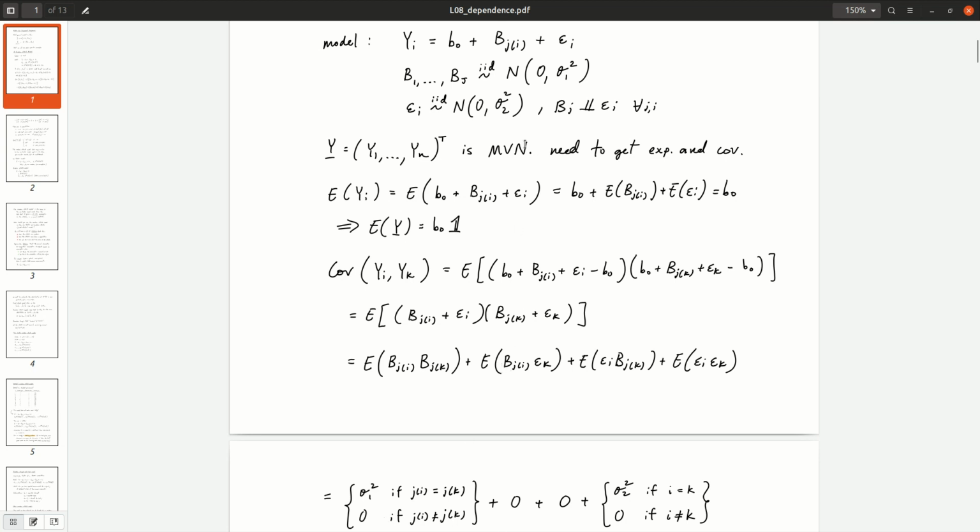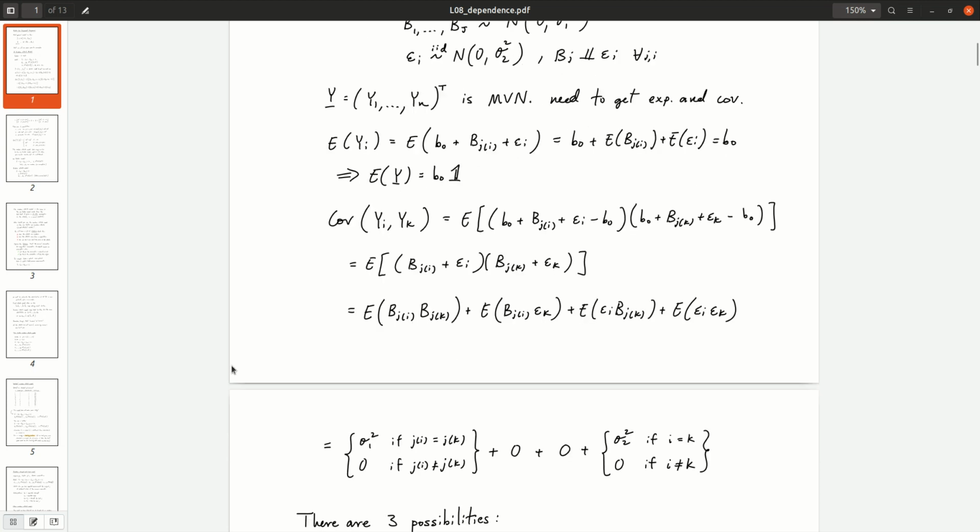Now, we've assumed that the b sub j's are independent of the epsilon i. So this term is 0 and this term is 0. And then the last term is expected value epsilon i epsilon k. Now, this is going to be 0 if k is not equal to i, if they're different observations. But it's equal to sigma squared if k equals i. In that case, you would get expected value epsilon i squared. And by assumption, that number is sigma 2 squared.